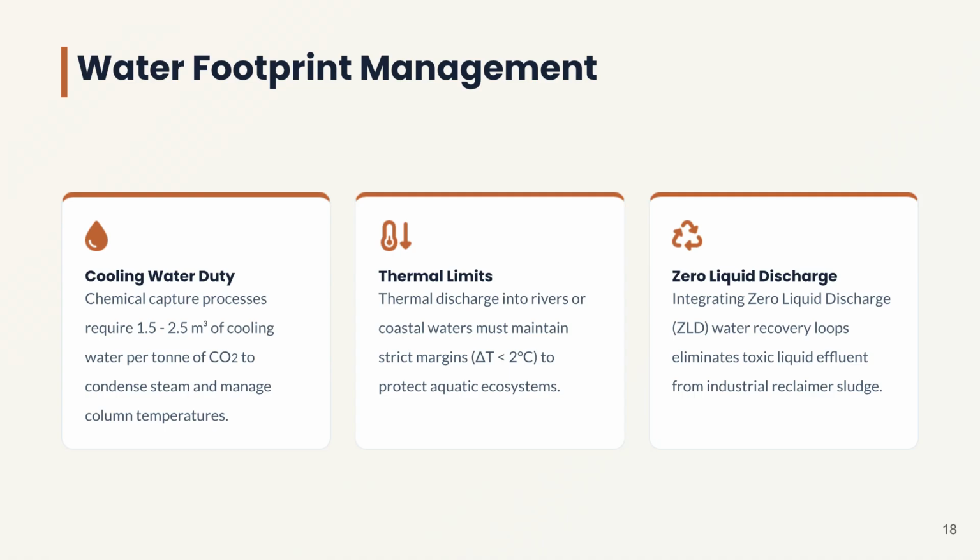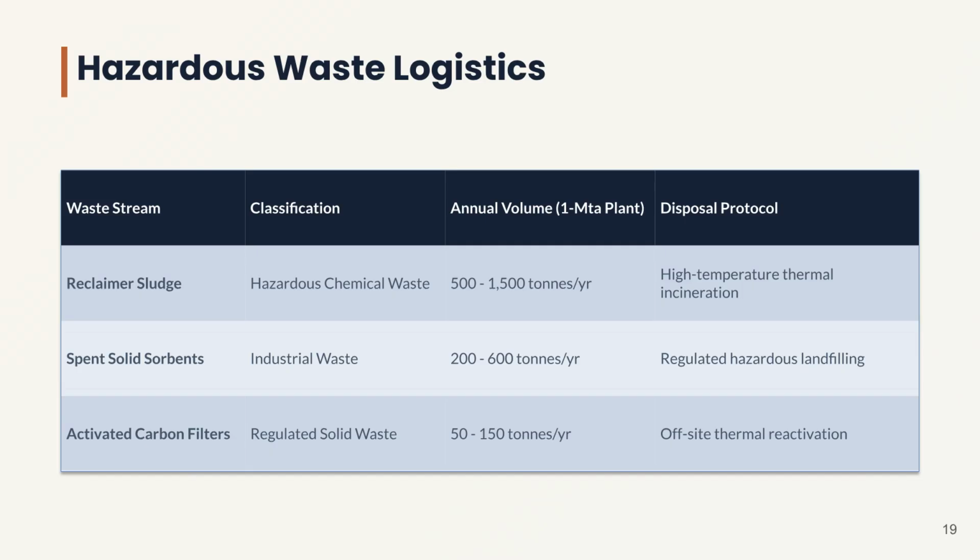Water footprint management is essential for sustainable operations. We must account for cooling water duty, maintain strict thermal discharge limits, and integrate zero liquid discharge systems to recover water and eliminate toxic effluent. Managing hazardous waste involves strict logistics. Waste streams like reclaimer sludge, spent solid sorbents, and activated carbon filters are classified and processed through high-temperature incineration, hazardous landfilling, or off-site thermal reactivation.